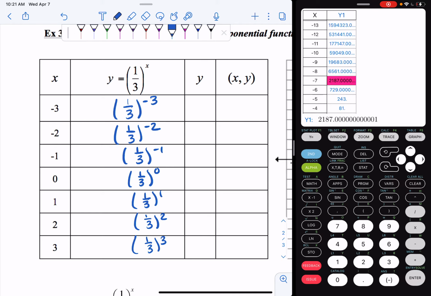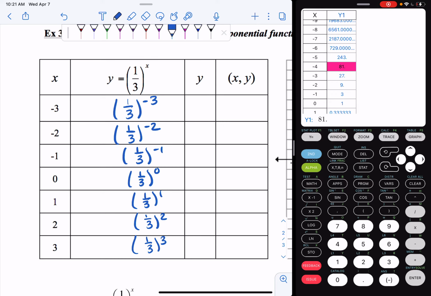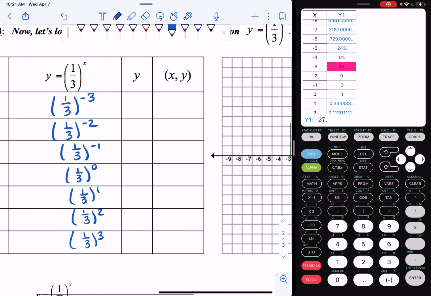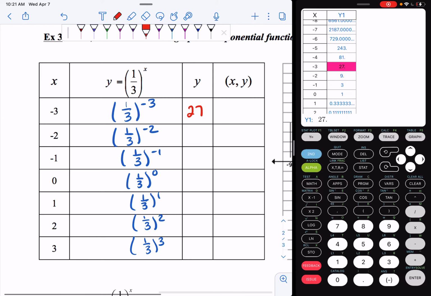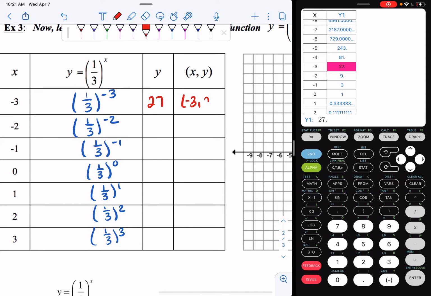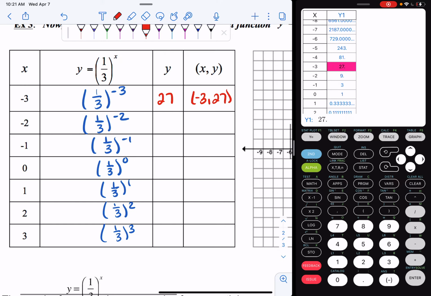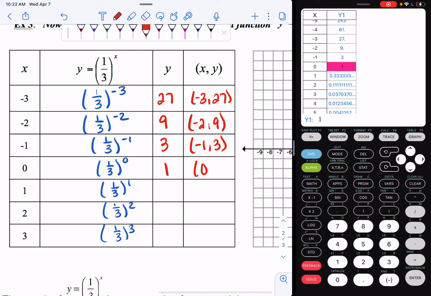Now when I look at these numbers on my handy-dandy calculator, when I plug in -3, I get 27. So what I'm going to be plotting is (-3, 27). When I plug in -2, I get 9, so I'm going to be plotting (-2, 9). When I plug in -1, I get 3, so I'm going to be plotting (-1, 3). If you look at this, your y values are decreasing. When I plug in 0, I get 1 again. And then I get my decimal, 0.33.